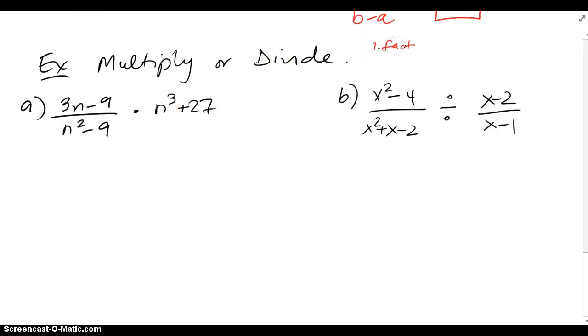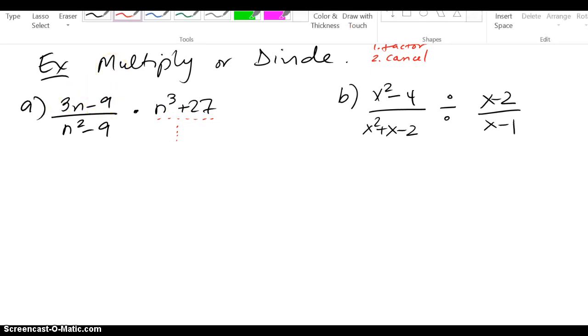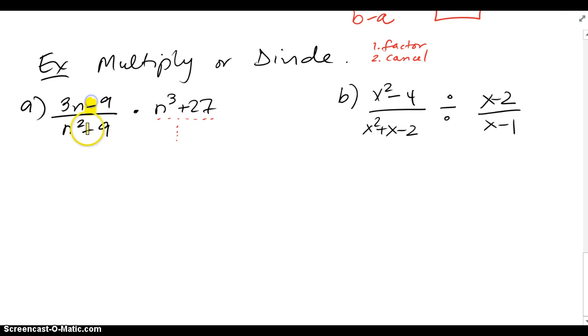You always want to factor everybody first, and then the second step is cancel any common factors. So I'm going to think of this as a product, and this denominator is a 1. So you go to each guy. Remember, all of these guys are links. You can't break them apart. So you got to go factor everybody.